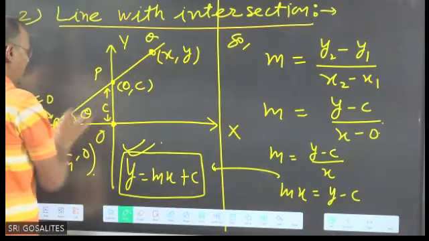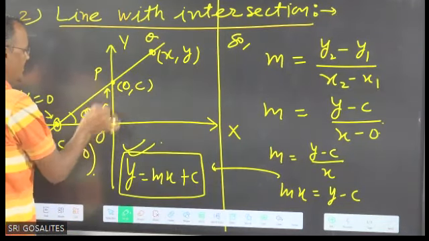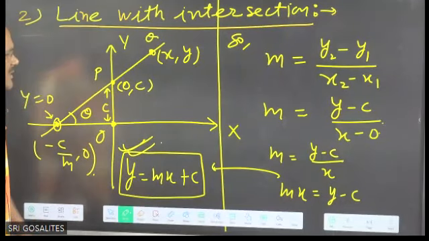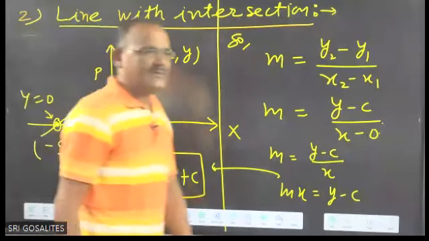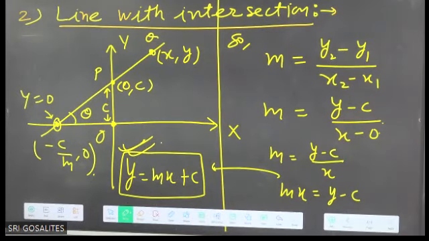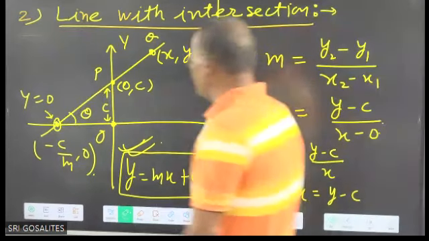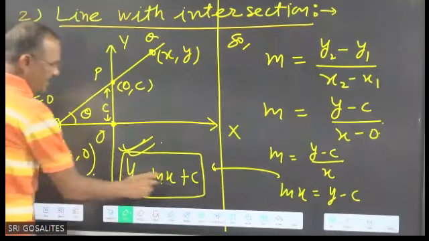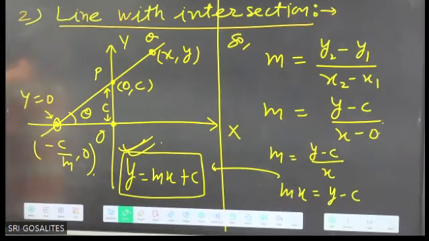So this kind of line which is cutting the y-axis with some positive intersection, its equation is what? y equals mx plus c. Please note it down. Yes, I'm giving you. Any line which is making a positive angle and having an intersection over the y-axis will have the equation y equals mx plus c.